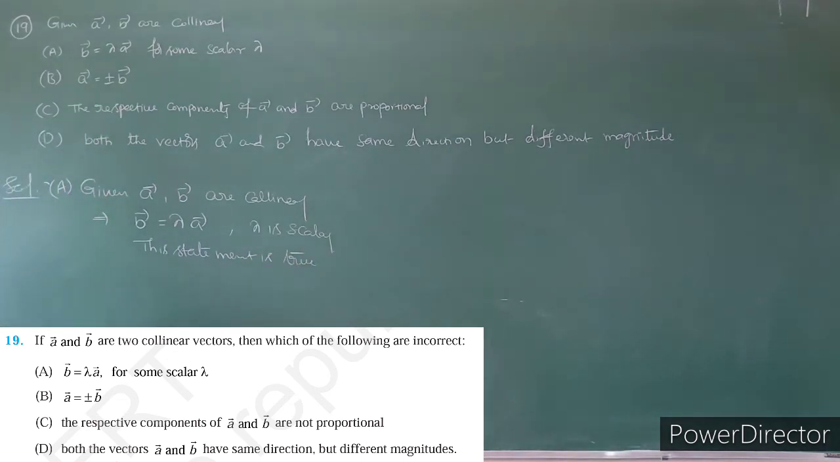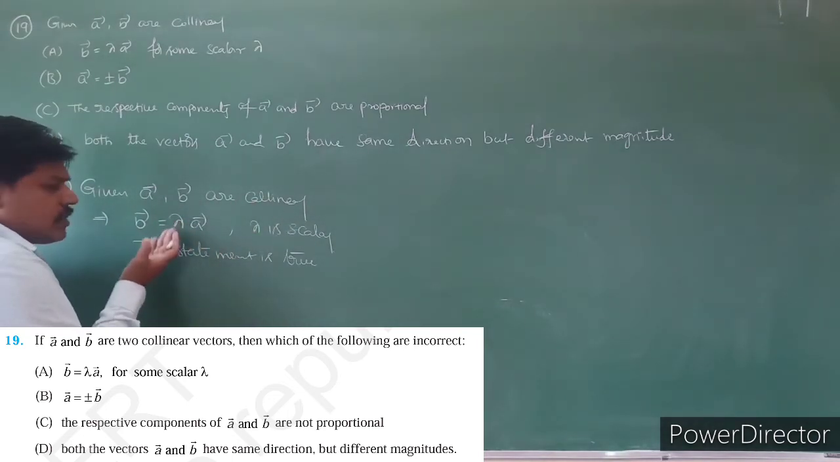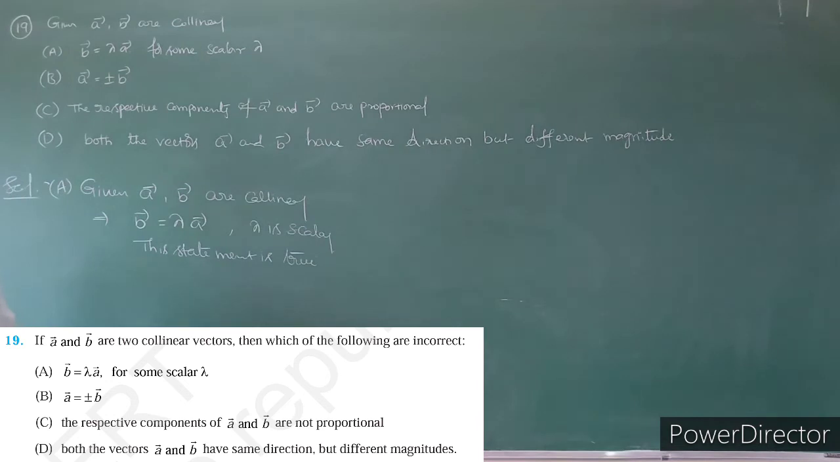By the definition of collinear, I am already given that if A bar, B bar are collinear, B bar can be represented as some scalar into A bar. So we can say that if the two vectors are collinear, then we can take this condition. So that's why it is true. So second, B.